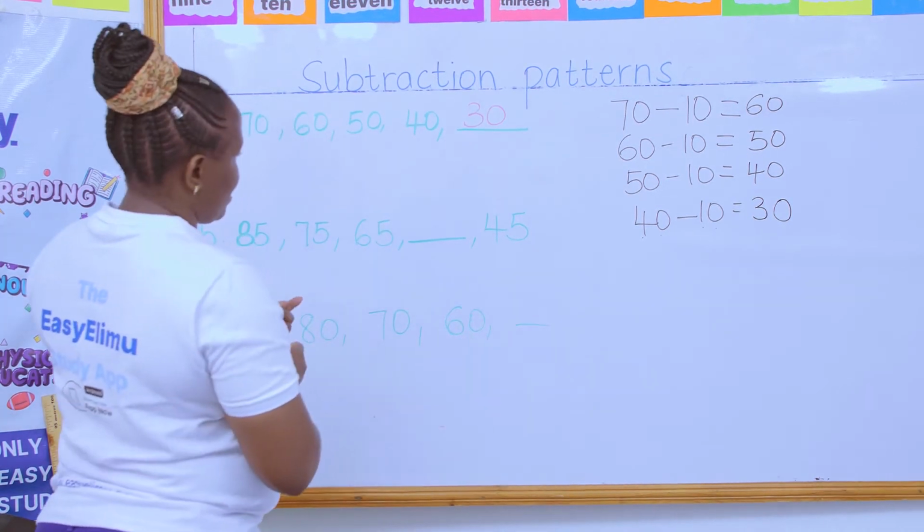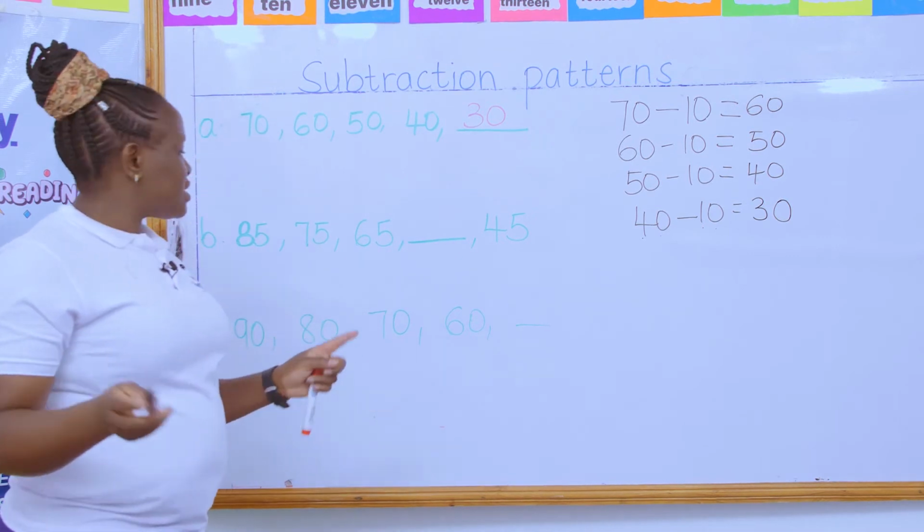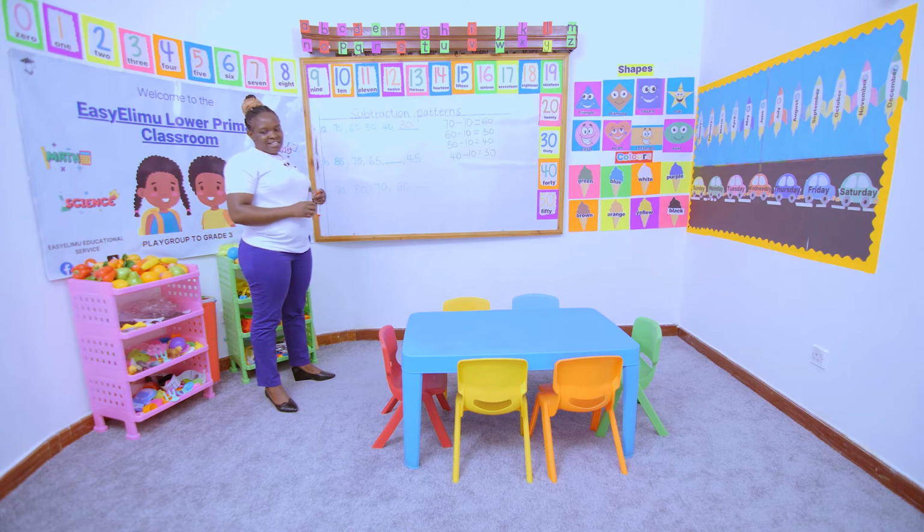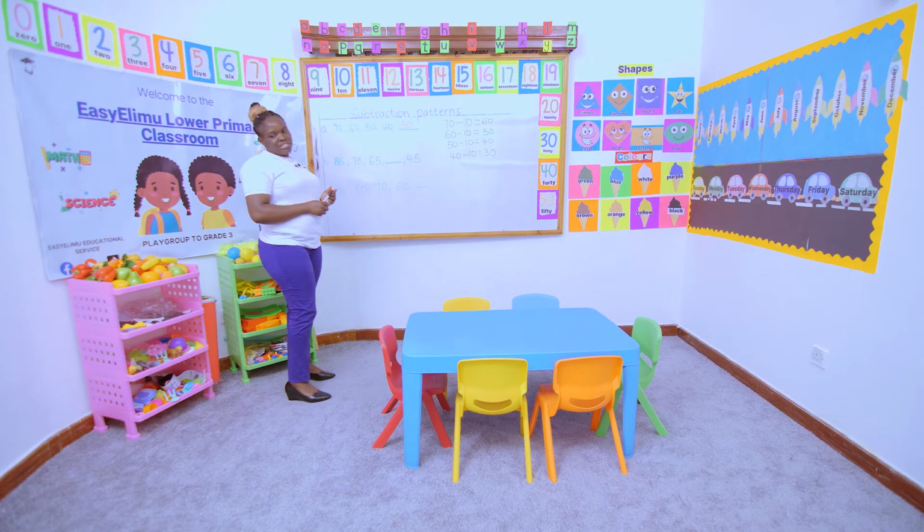Are we together? Now, someone help me do the second one very fast. Teacher, can I just give out the answer? No, you must tell us what is happening. What if you give us a wrong answer, or you've just looked somewhere and gotten the answer?